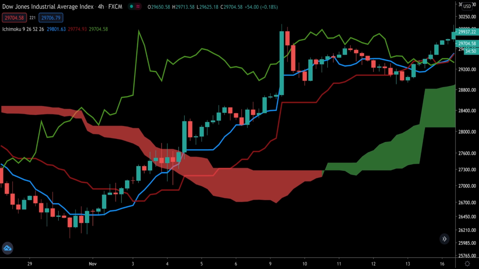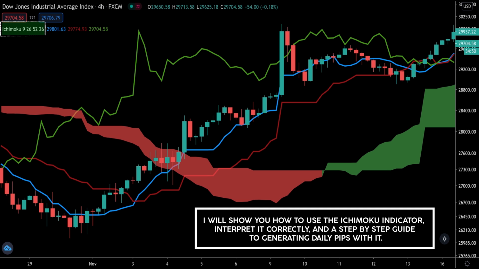This video will show you a simple Ichimoku day trading strategy that you can start implementing right away. I will show you how to use the Ichimoku indicator, interpret it correctly, and a step-by-step guide to generating daily pips with it. I will be showing you 3 different strategies you can trade with the Ichimoku indicator, so be sure to watch this video till the end.